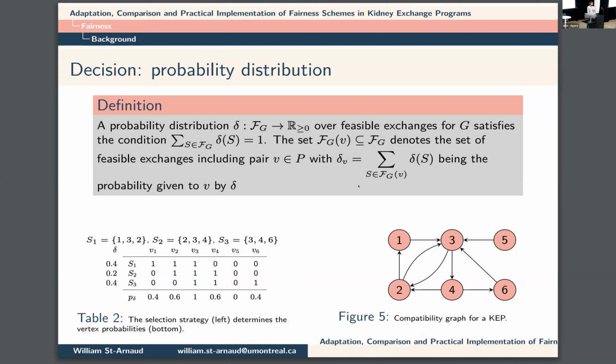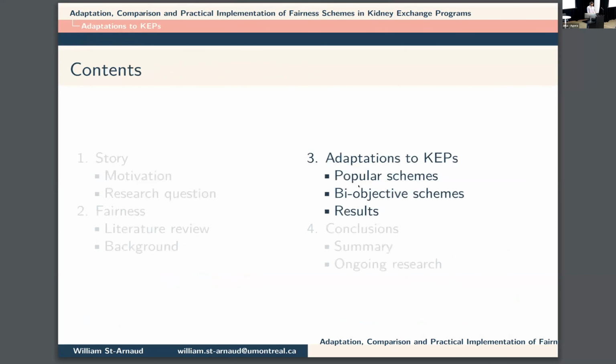So you have three cycles that you can select. And if you give certain probabilities to the selection of each of these cycles, you can compute the probability that each individual will get a transplant. If you give 0.4, 0.2, and 0.4 to S1, S2, and S3, you can compute the probabilities that each patient gets a transplant, and this is given in the table on the left. This notion is what we refer to as the utility objective of each of the patients. The utility of each patient is basically the probability that they get a transplant.